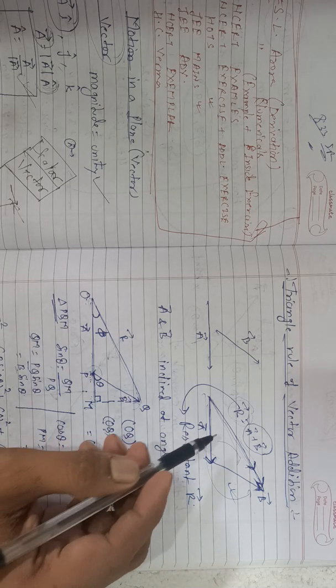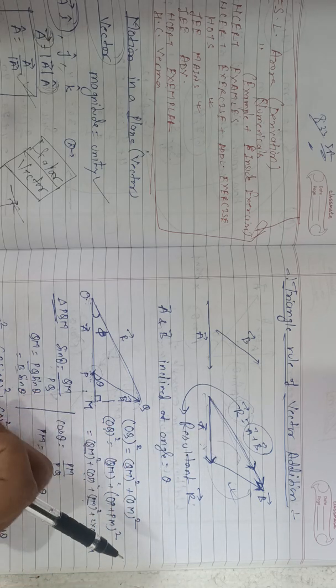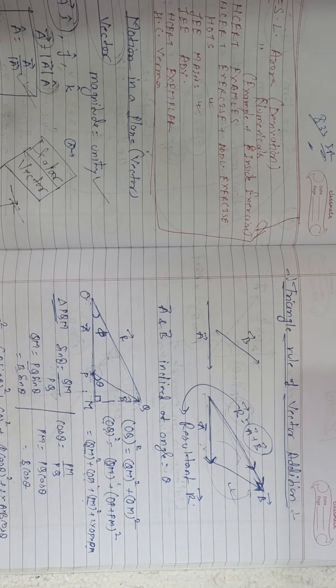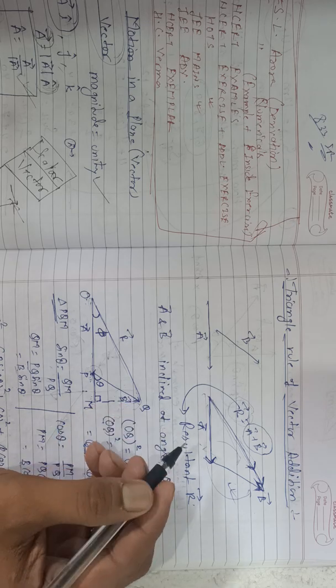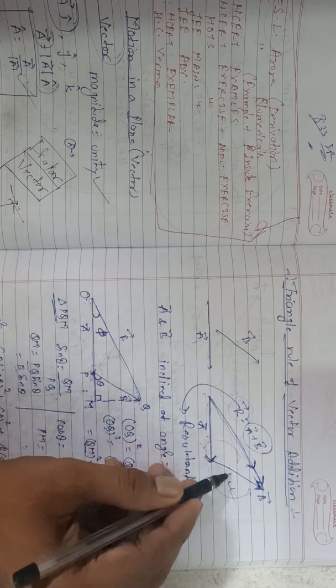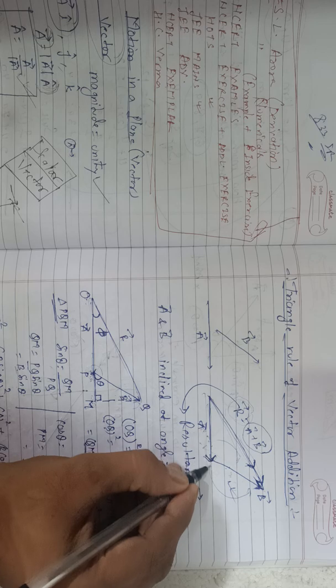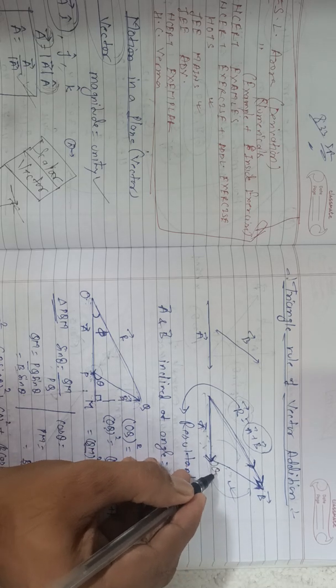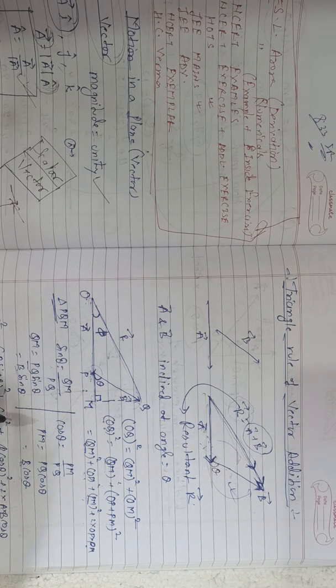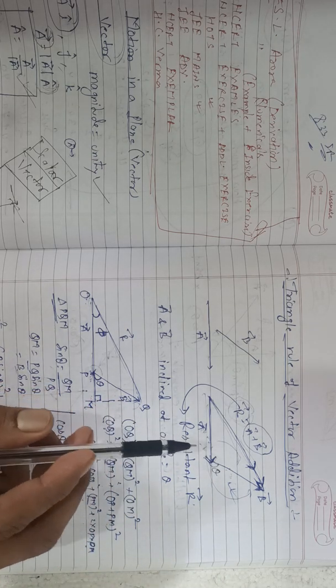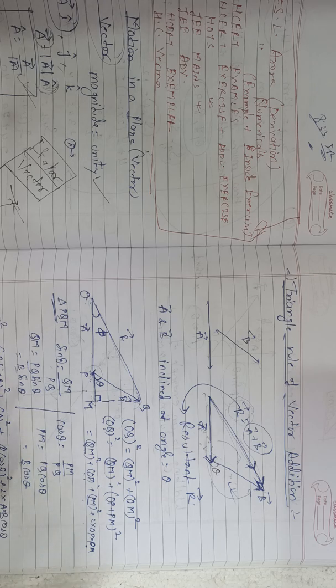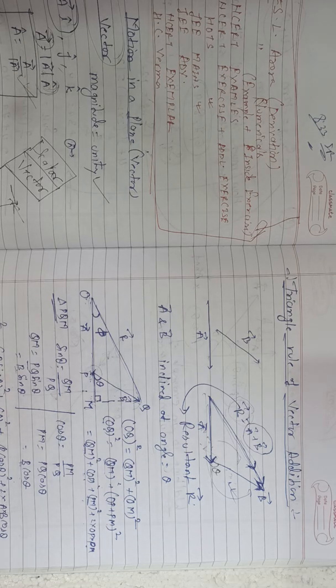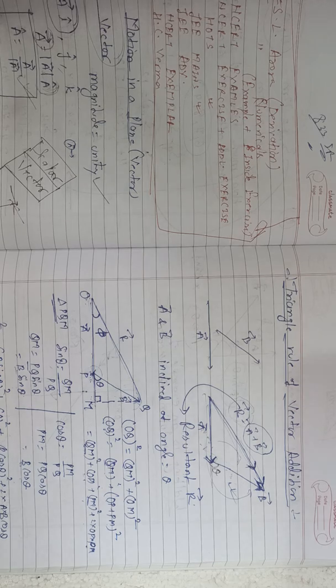So suppose two vectors A and B are initially inclined at angle theta. So how can we show the angle between A and B? This will be the angle between A and B, which is theta. Now we need to find what will be the value of R in terms of both magnitude and direction. First we'll find the resultant value in terms of magnitude.